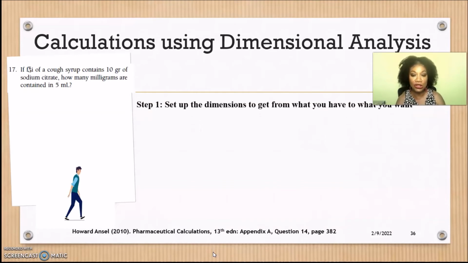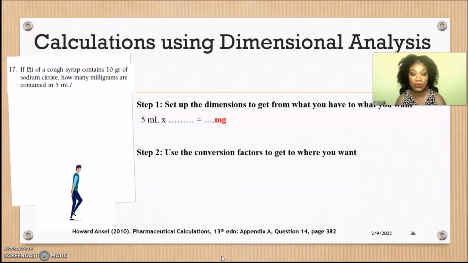So if we're using dimensional analysis, again, we're going to set up the dimensions to get from what you have to what you want to get to. We want to start with 5 mils and end up with milligrams. How do we do that? We have to write down the conversion factors. So 5 mils times 1 fluid ounce over 29.57 mils. Why do we set it up that way? Because we know the conversion factor is 1 fluid ounce is equivalent to 29.57 mils.